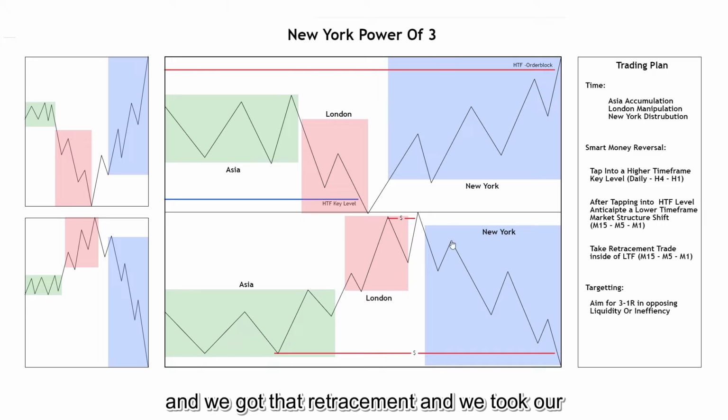and we got that retracement and we took our trade here, we want to be targeting back below these Asia lows. Or in this bullish example, after we had this breaker structure higher, after tapping into that higher time frame key level and given that retracement, we want to be aiming back up into this higher time frame bearish order block. Offers us at least a 3-to-1 R and sometimes 4-to-1 R.